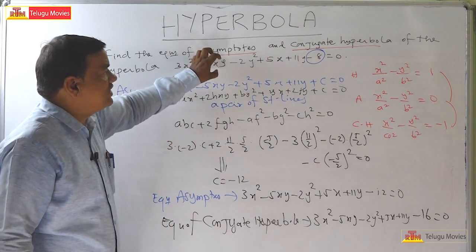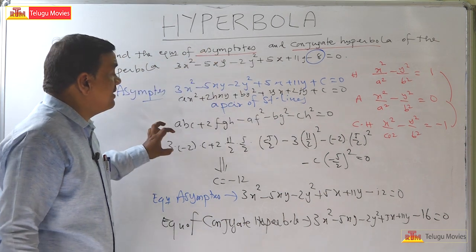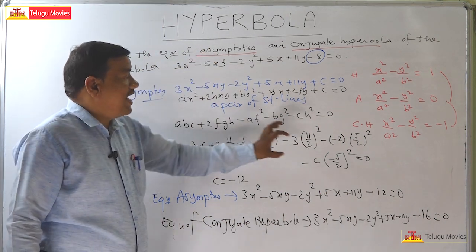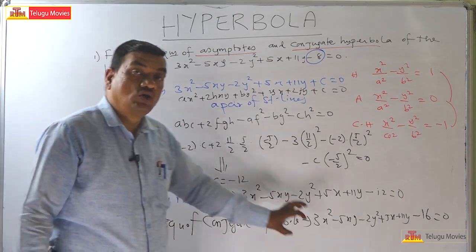So given an equation of the hyperbola, this is the method of finding the equation of the asymptotes and the equation of the conjugate hyperbola.